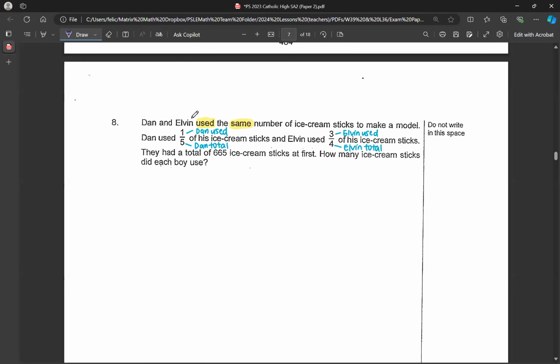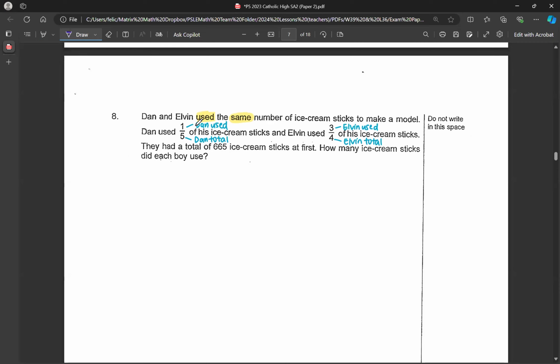So you see, Dan and Alvin use the same number of sticks. That means what they use is 1 unit here and 3 units here. By right, you should be making the numerators the same. But before that, let's present it this way. Since this is what they used, you see, use 1/5, use 3/4. That means I can safely say that 1/5 of Dan's sticks is equal to 3/4 of Alvin's sticks. So this is how you can present your first equation first.